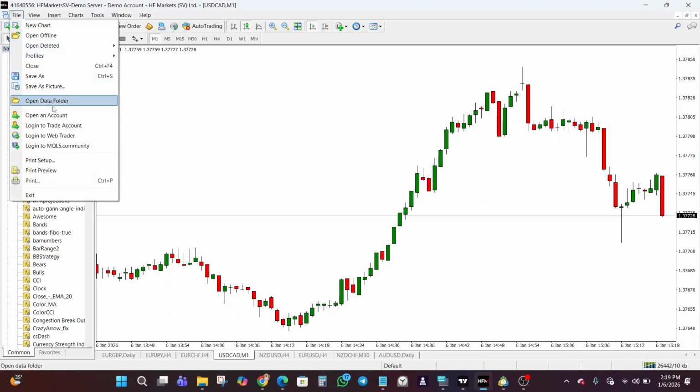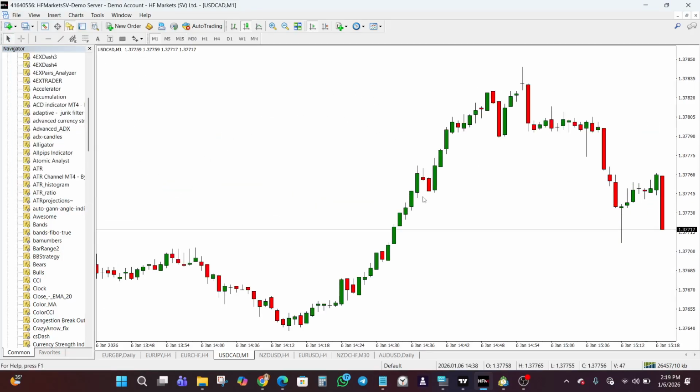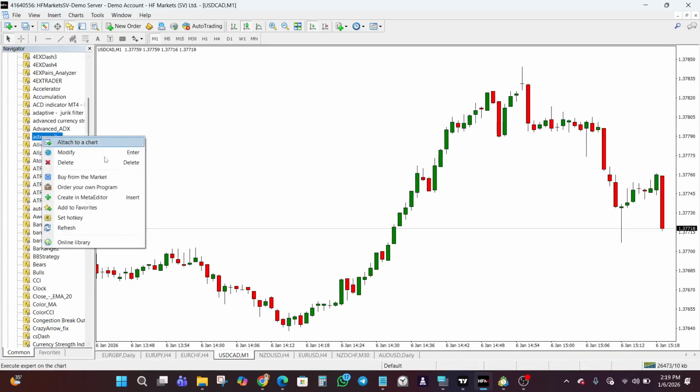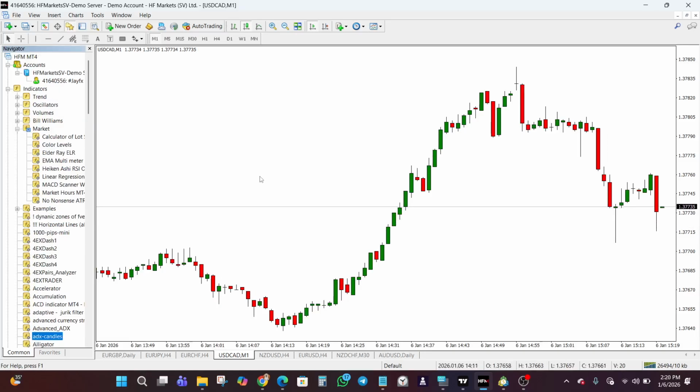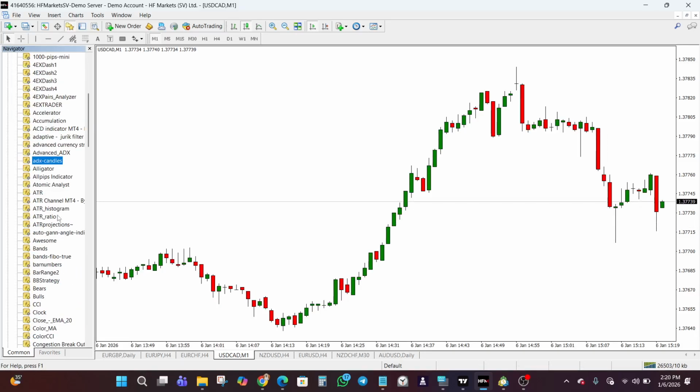Of course, you have to go to the data folder, paste the indicator in the indicators folder there, and you get back to your navigator. Once you're back to your navigator, you just have to refresh the navigator. All right, once you have done that, you look for the ATR analyst indicator for MT4. This is the MT4 terminal. Okay, just follow similar steps for the MT5.